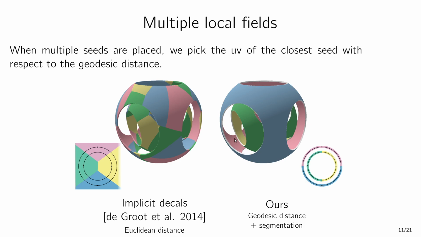And this makes a huge difference, because compared to previous methods, like the implicit decals method by De Groot et al., that were only using the ambient space, they did not take into account the geometry of the shape. And so as you can see here, when you do that, you don't keep any information about the geometry and the topology of the shape, and so you get some very incoherent UVs on the shape. And here, since we have an estimation of the geodesic distance, and on top of that our segmentation by sharp features, as you see, we get something that is very coherent.